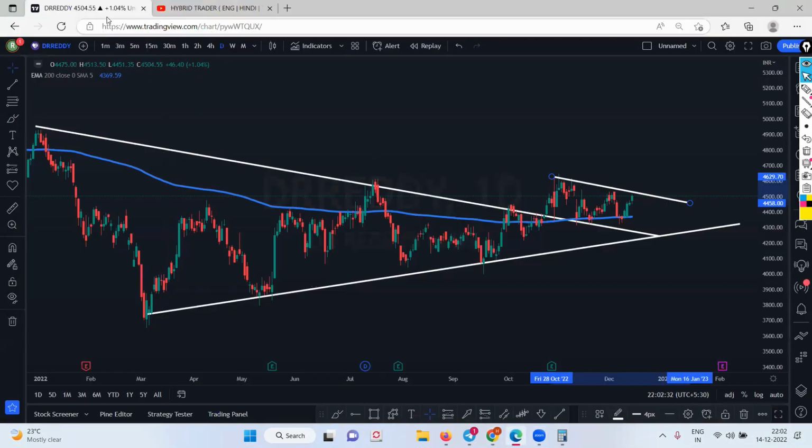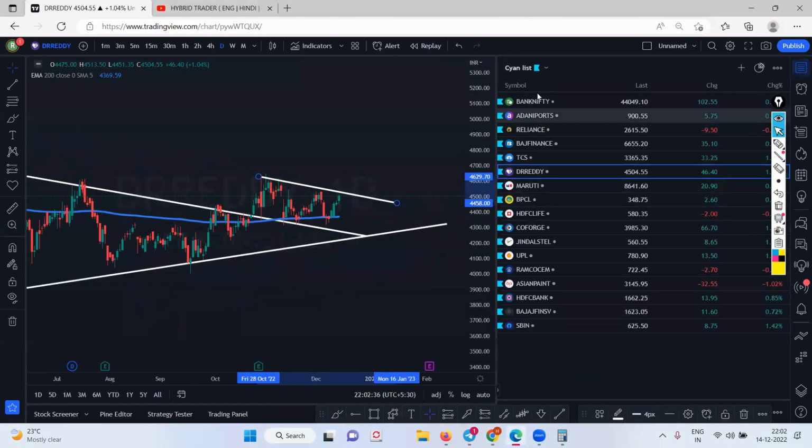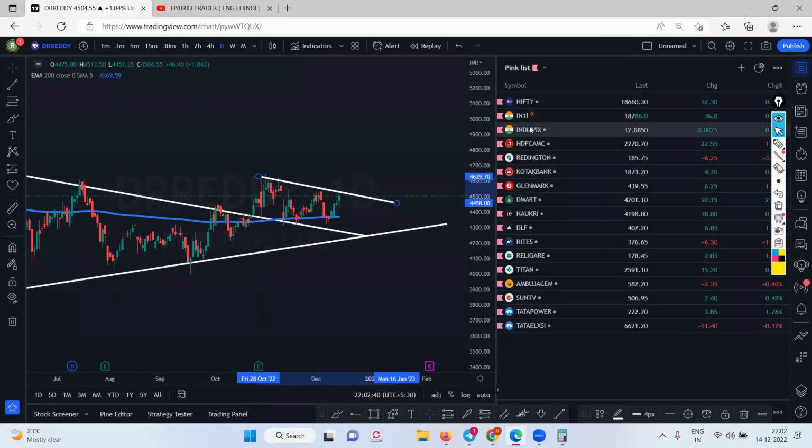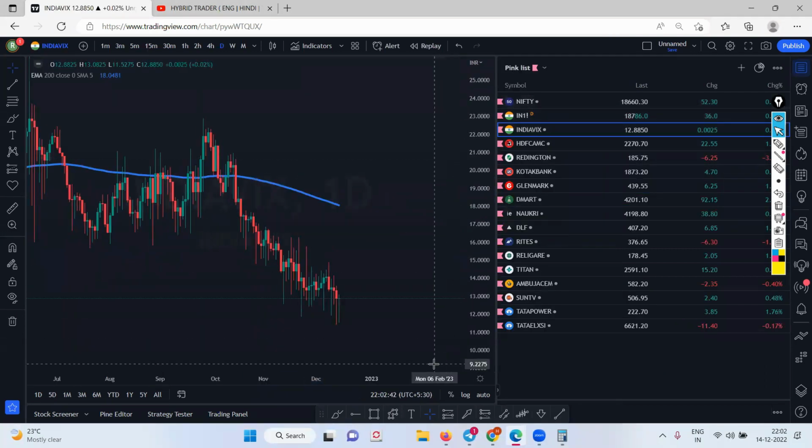Let me show you. Where is VIX, by the way? Right? India VIX. Okay, it came almost like 11. So I want the rising VIX. That's it, guys. And I do not do any adjustments.